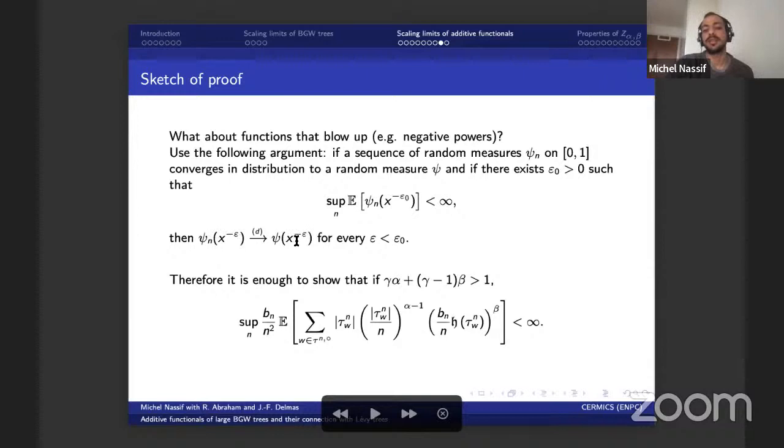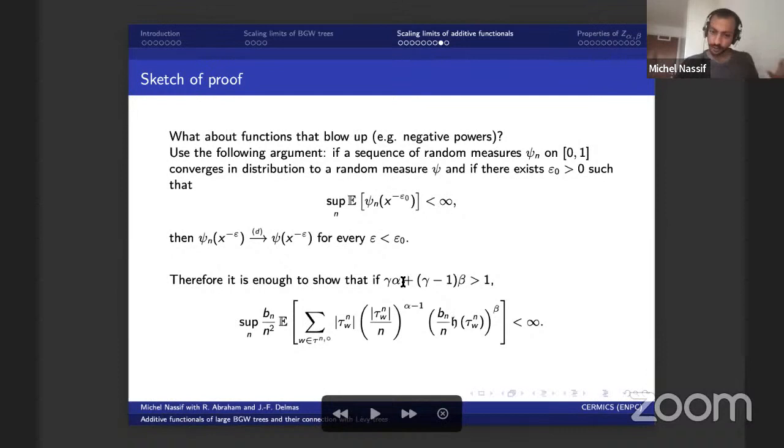So how to do this? You need some boundedness condition in L1, and this corresponds to tightness in some space of measures. And once you have this, you can conclude that there is convergence in distribution for all epsilon less than epsilon zero. So in our case, we just need to prove this boundedness in L1 condition. I'm not gonna explain all the terms, but once we have this, the proof is done.